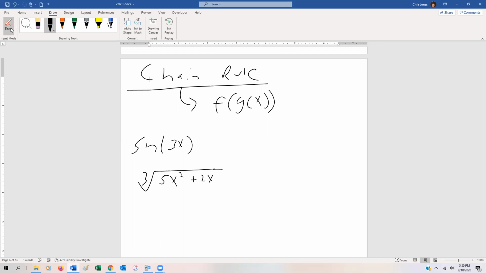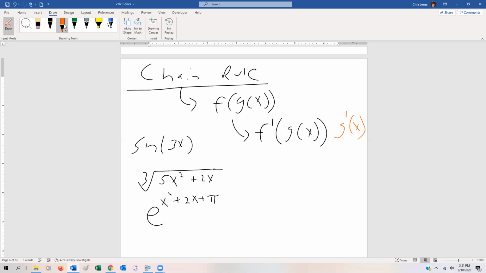All right, so when we start having these functions within functions, that's when we want to go through and use this chain rule. Another example might be something like e to the x squared plus 2x plus pi. All right, so if it's not just an x, if there's anything else, we have to use this chain rule. And the chain rule basically says that we can take the derivative of the outer function, or the bigger function, keep the inner function the same, but then we're going to multiply by the derivative of the inner function. All right, so we have this f prime inside, we have g of x times g prime of x.